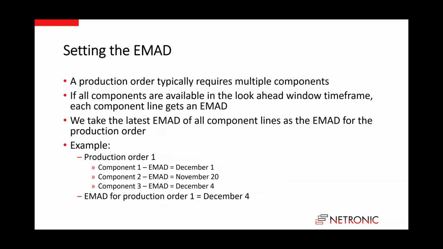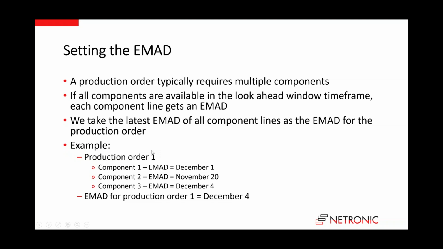typically, and this is something that I said earlier, a production order has multiple components. So if all components are available in the look ahead window timeframe, so this is the timeframe that you can define for which you do this day by day calculation and allocation, then each component line gets an EMAT. So we either allocate full or none. And then we take the latest earliest material availability date of all component lines as the earliest material availability date for the production order.